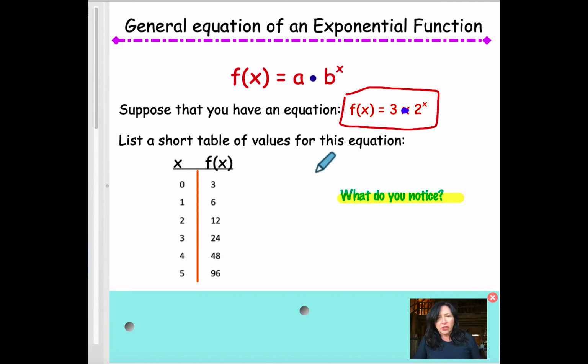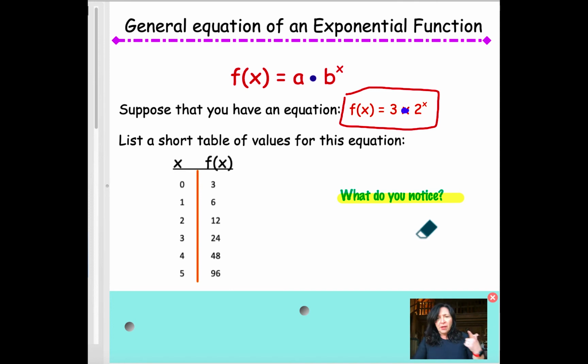So you would list a short table of values for this equation. So you would plug in numbers. Like if you plug in 0, you get 2 to the 0 power, times 3. So that's 1 times 3 is 3. So these are just me plugging in numbers for this equation. And yes, you can use your calculator, type this equation in and get to the table, and I'll show you that later, but that's what we're looking at for that.